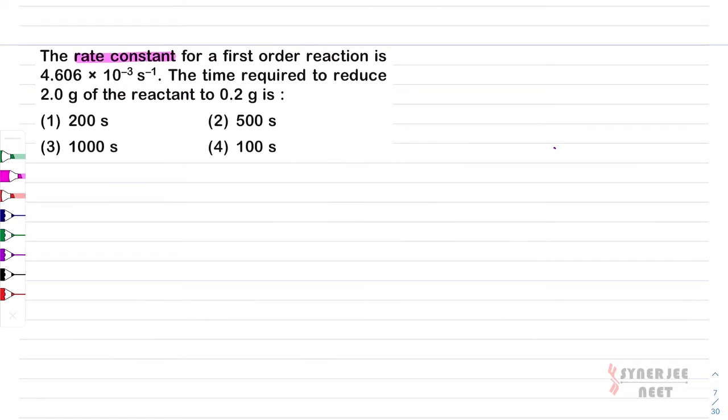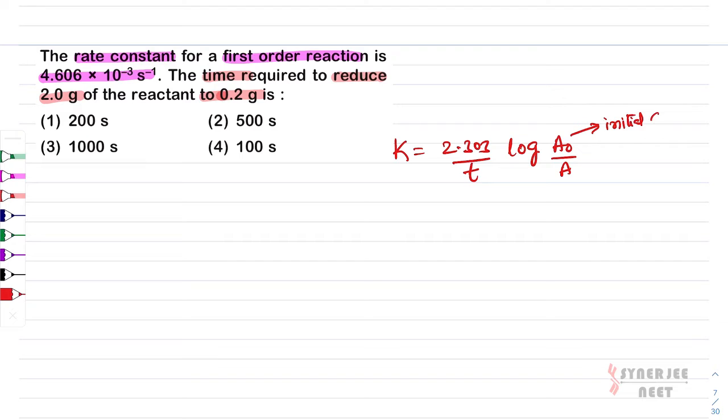The rate constant for the first order reaction is this much. What is the time required to reduce 2 grams of the reactant to 0.2 grams? Now here they are saying first order reaction. So for a first order reaction, what is the formula? K is equal to 2.303 divided by T into logarithm of A naught by A. A naught is the initial concentration, whereas A is the final concentration.